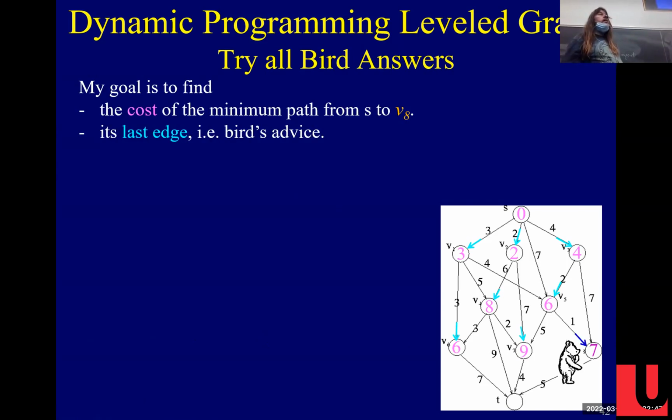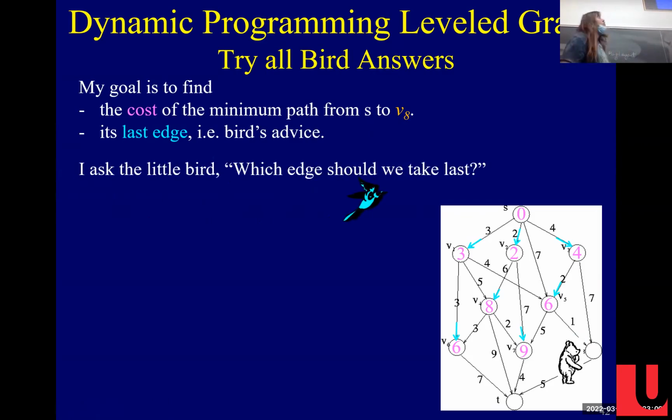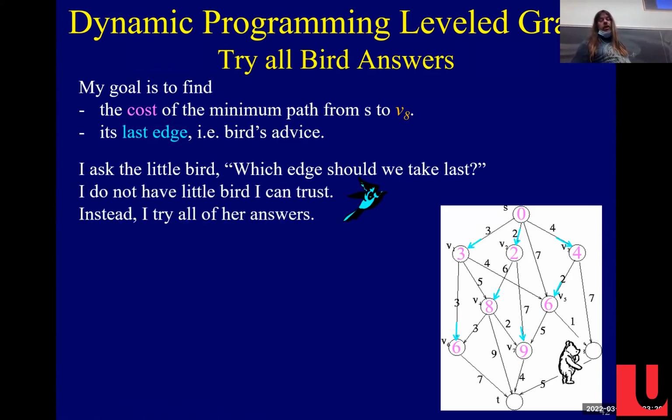And why is it 7? Well, it's the length of the shortest path from S to V8. Let's see if we can compute it. I could have it wrong, but we can ask the bird which edge we take last, and there are 2 possible edges, right? So since we don't have a bird, we have to try them all, right?